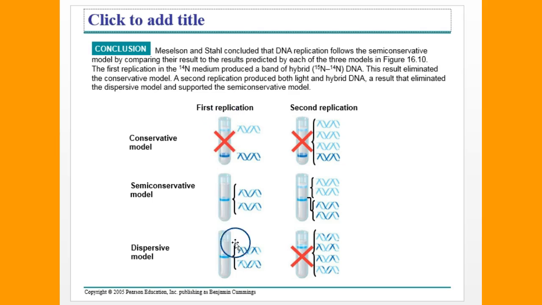This would be your models here. Here are your examples. This is what we ended up with. The semi-conservative model holds true. You end up with a hybrid, so you have a 14 and 15 mixed together. And dispersive means that it spreads them throughout all four, and that did not occur in this experiment.